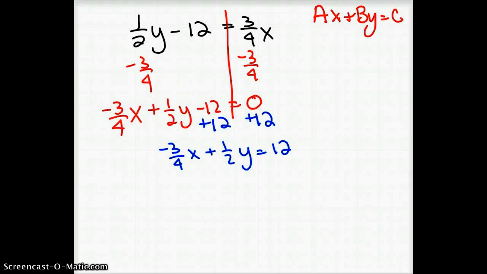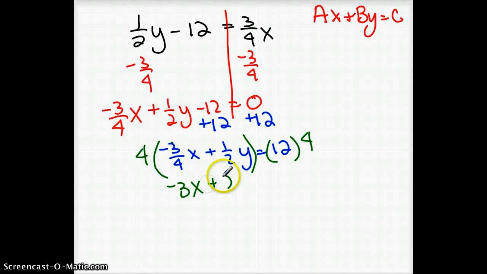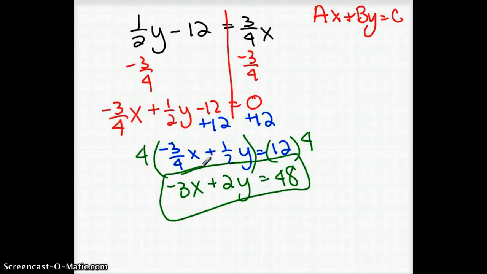4 and 2 both go into 4, so I'm going to choose to multiply both sides of this equation by 4. 4 times negative 3/4, that's just negative 3, and we have our x, so negative 3x. 4 times 1/2 is 2, so we have a 2y. 12 times 4 is 48. So I see that negative 3x plus 2y equals 48. And now I'm good because I have it in ax plus by equals c form, no fractions, it looks great. And I could graph that by using my intercepts.